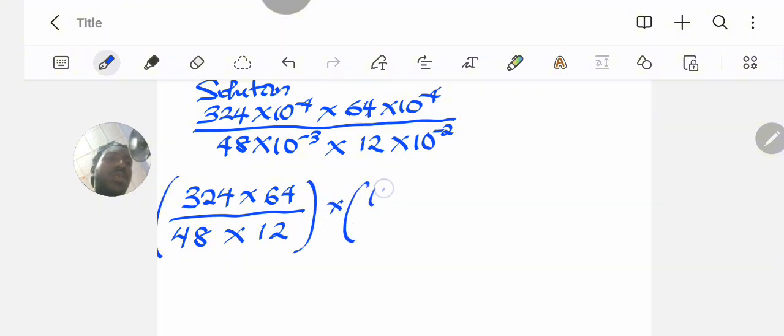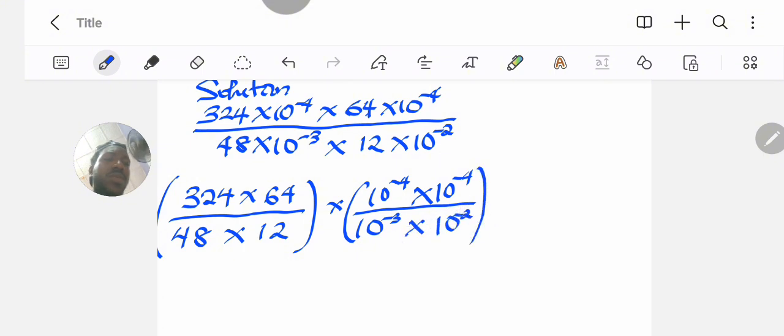Then the 10 raised to the power of minus 4 times 10 raised to the power of minus 4, all over 10 raised to the power of minus 3 times 10 raised to the power of minus 2. Now from here, 12 here, 1. 12 can go perfectly in 324. That's going to give us 27.